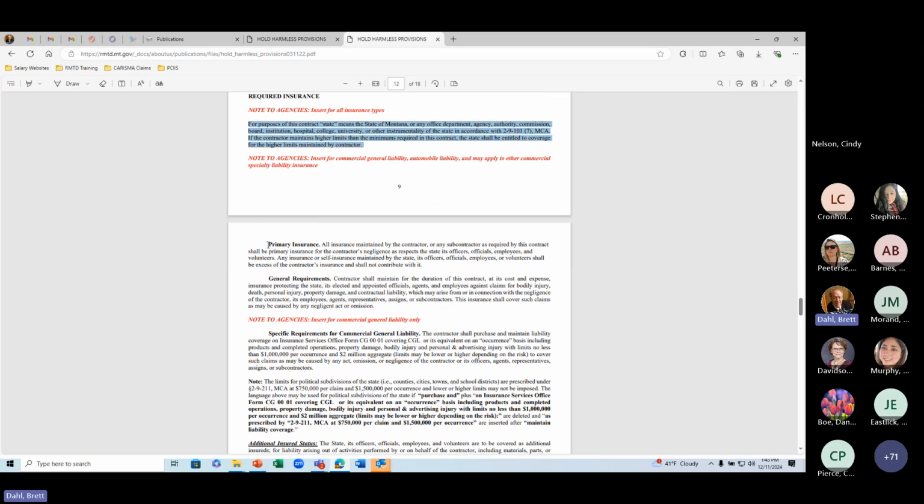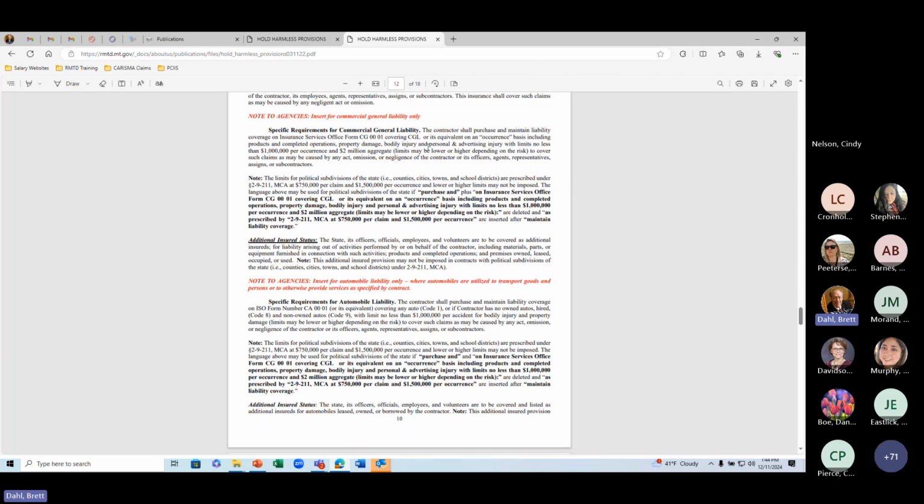Again, common terms we want to see in your contracts: primary insurance, any insurance maintained by them is primary. As respects their negligence, any self-insurance maintained by the state shall be excess of their insurance and not contribute. So we're not asking for the world. We're simply saying in a contract, if you're negligent, you're first, you're primary as respects your negligence. Anything above that is our responsibility, but it won't contribute with your primary insurance.